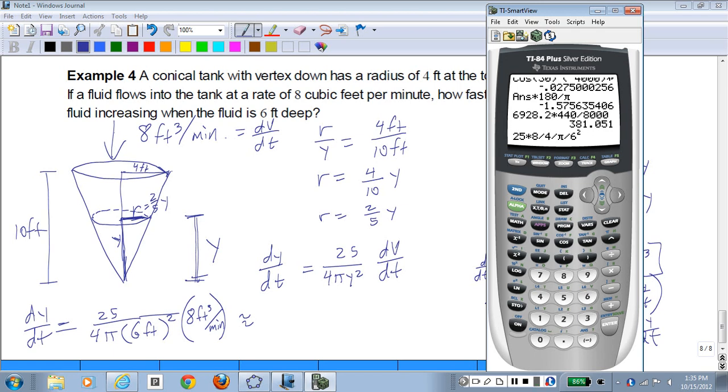So you could just put those in parentheses and it'd be the same thing, right? Yes. Okay. Just put the 4 times pi times 6 squared all in parentheses. Divide by that quantity. And hopefully we all get this. Did you get that? 0.442 feet per minute.